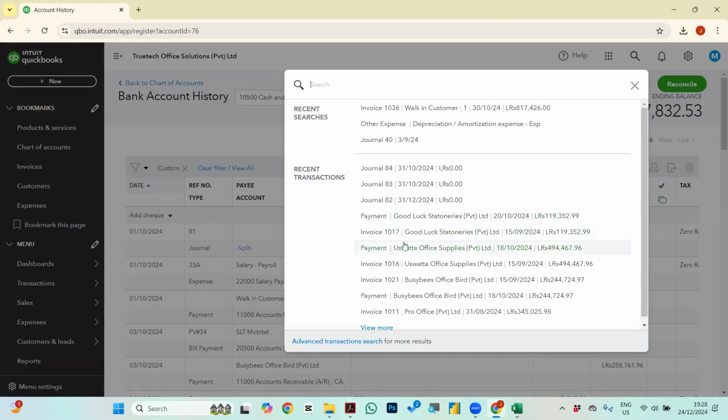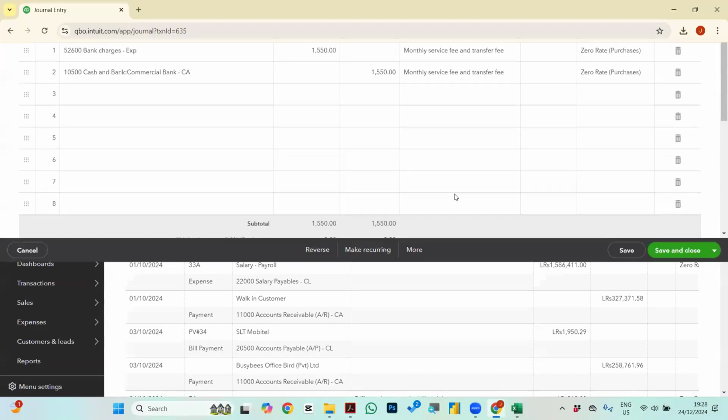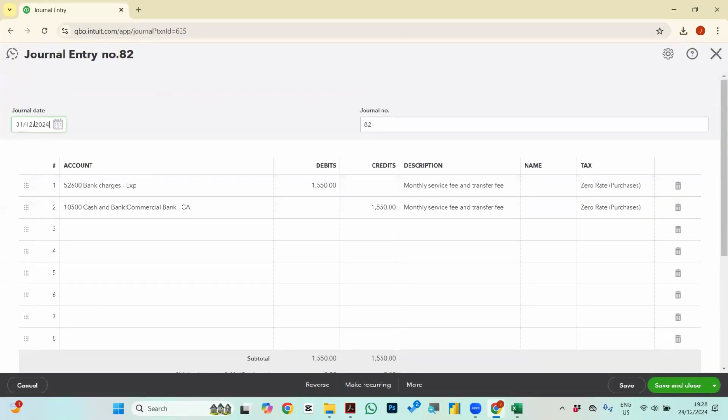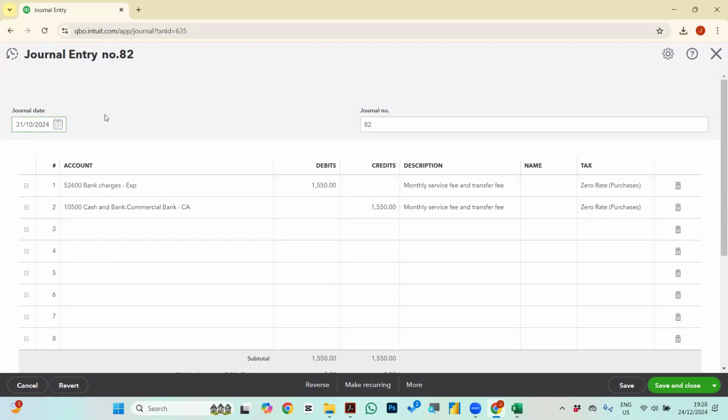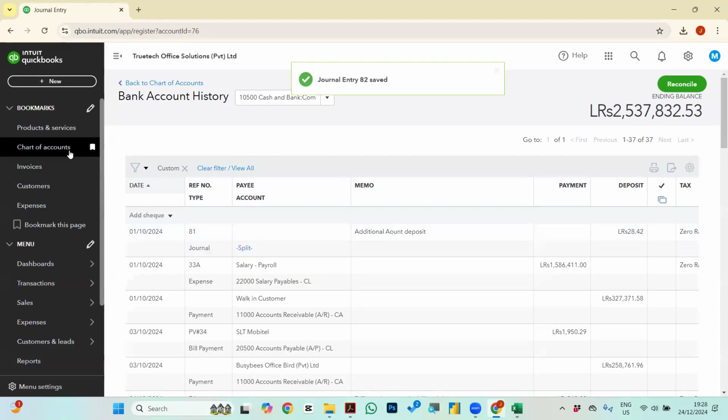We'll see the last transaction we have recorded. All right, so we'll see. I think this one. Okay, so we have recorded it in the wrong date. See, we made a mistake. We have recorded it in the month of December. It's supposed to be in October. So I'll put the correct date and save and close. Now, see, one mistake you made, everything has changed.